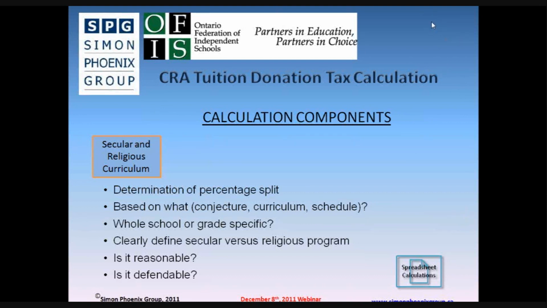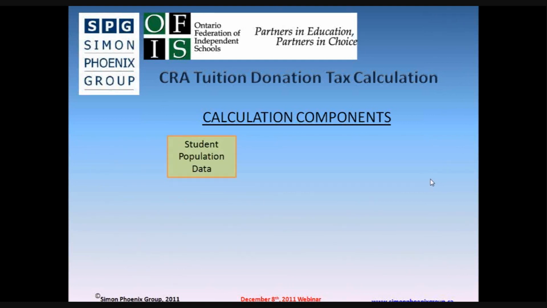So that's essentially where we're at on the secular and religious side of things. Moving on then, student population data. Again, grade-specific splits. Those are important, and those are important to know specifically if you're looking at calculating your percentage splits on a grade-by-grade basis. So you need to know which students are in which grades.